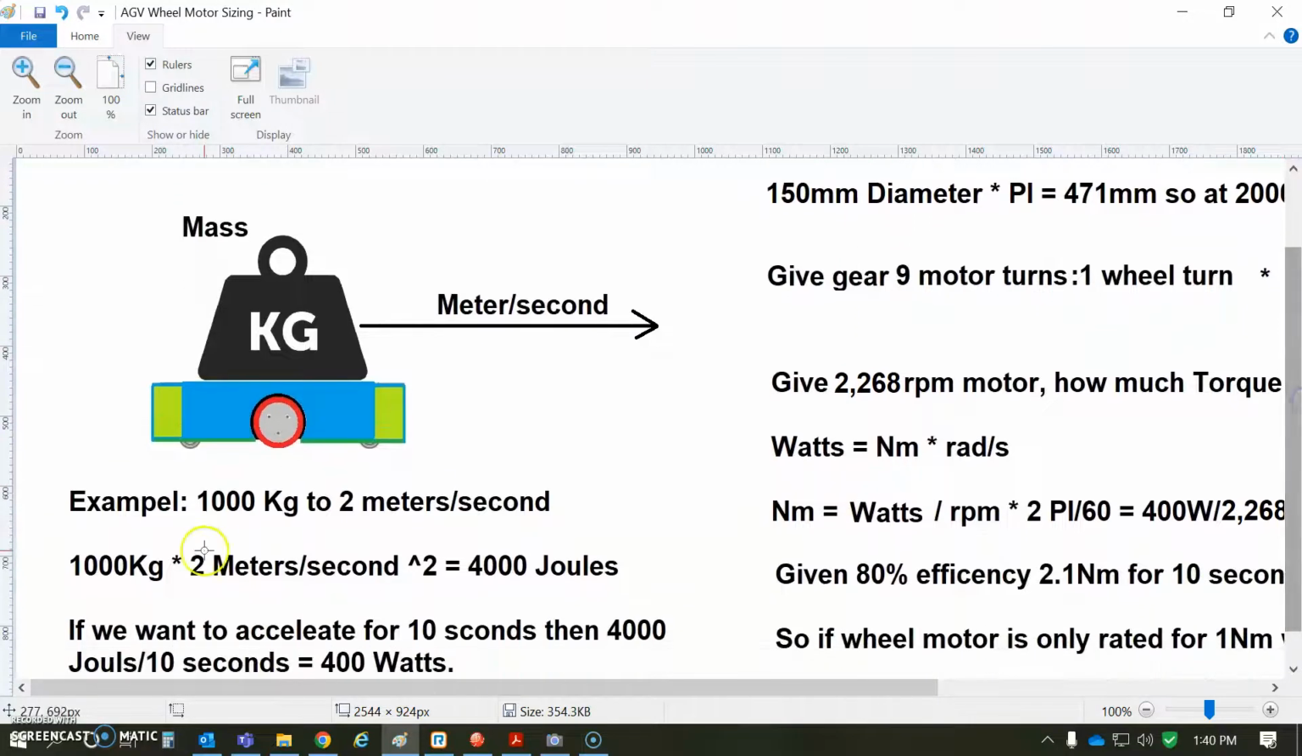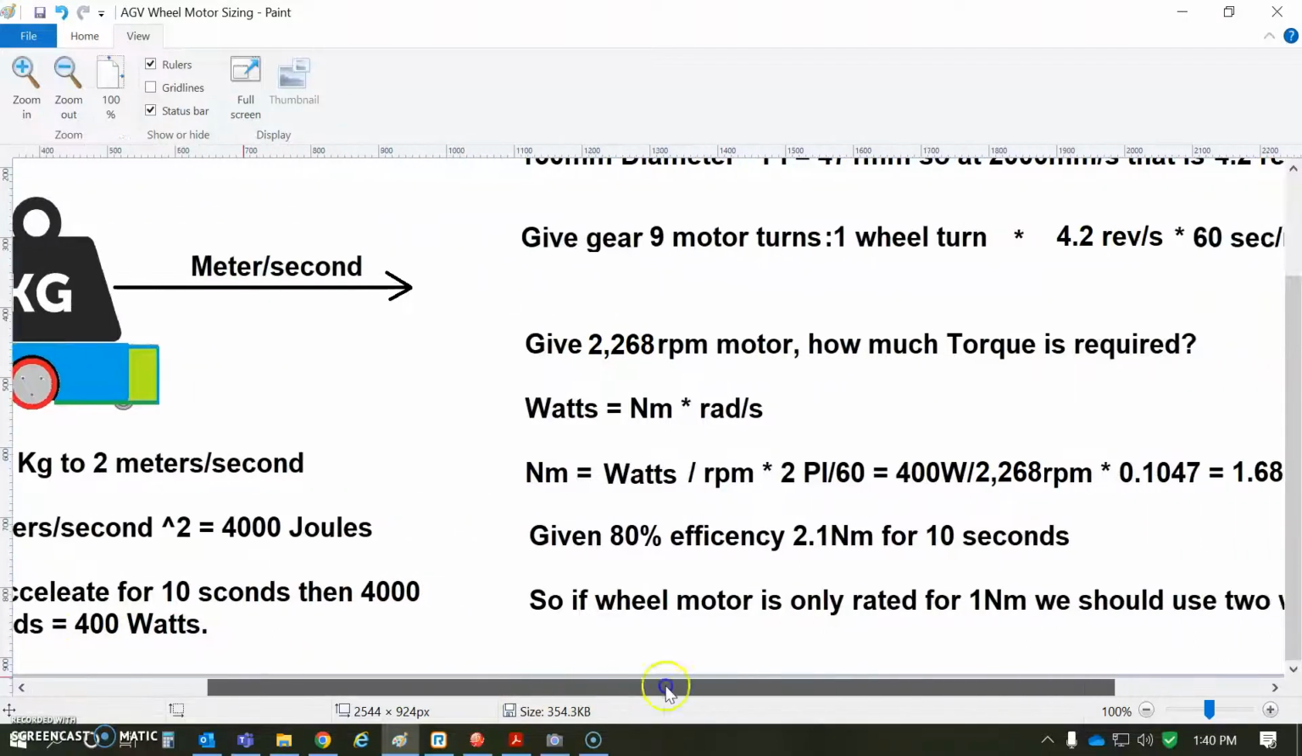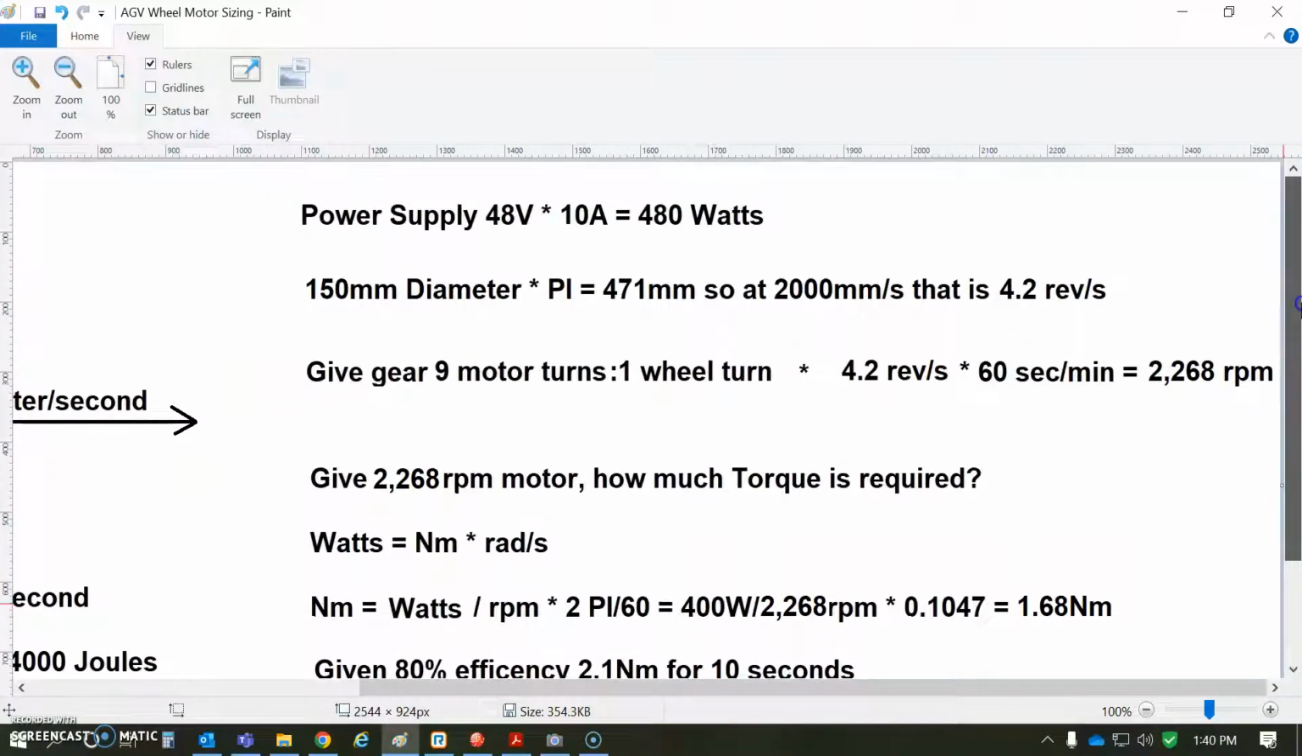But let's take a look at it. 1,000 kilograms times 2 meters per second squared is 4,000 joules. If you gave yourself 10 seconds to get up to speed, that's joules divided by 10, so 400 watts. Okay, so this is like a 200 watt motor, so maybe two of those. Power supply would be 48 times 10, 480 watts. So I got 80 watts of headroom for IR drop or drive watts, a little extra.